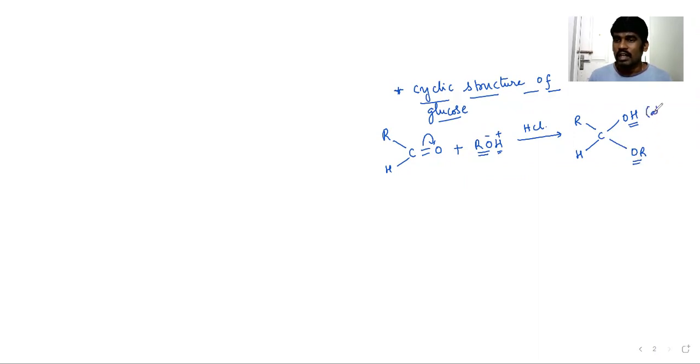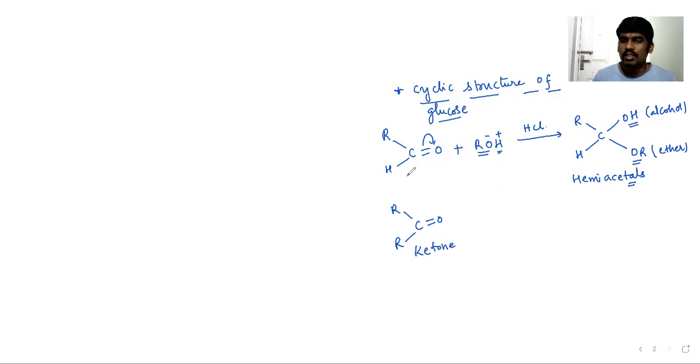Any compound which has both alcohol and ether in it is said to be a hemiacetal. That is what they are called, hemiacetals. Such a hemiacetal linkage can be formed in glucose. How can we write the existence of the hemiacetal linkage? Suppose I write R C double bond O R, this is called a ketone. This is called an aldehyde.